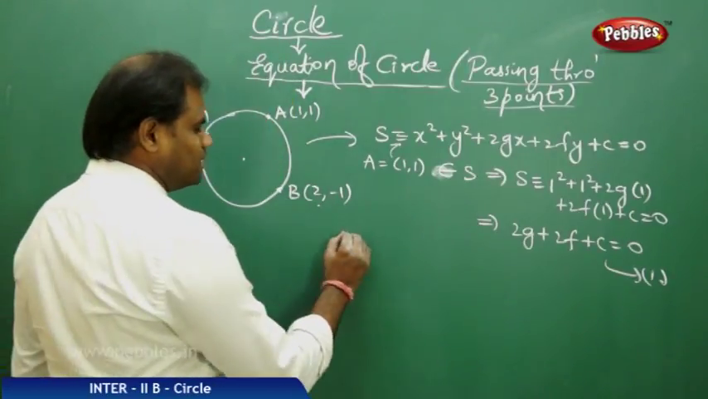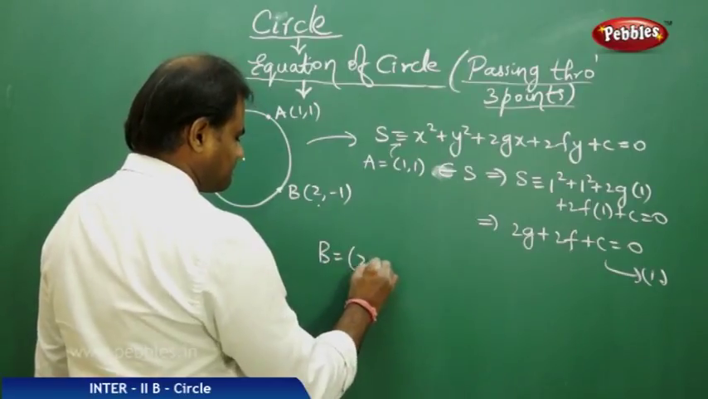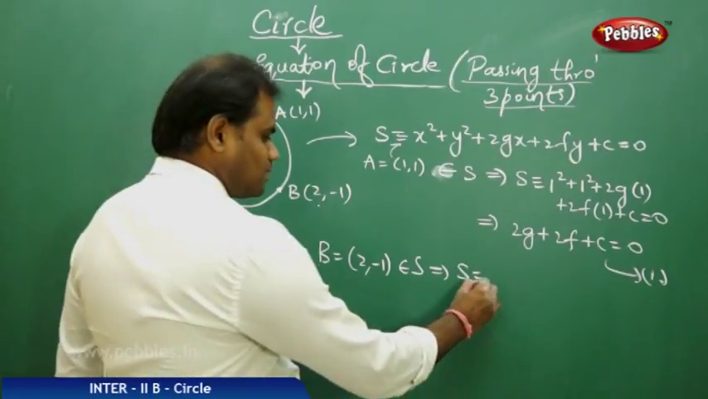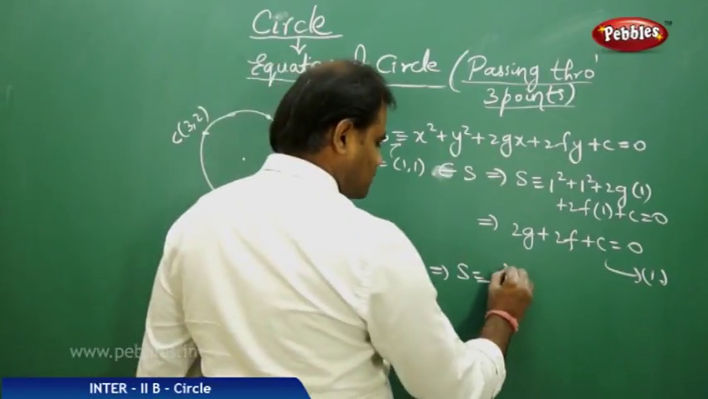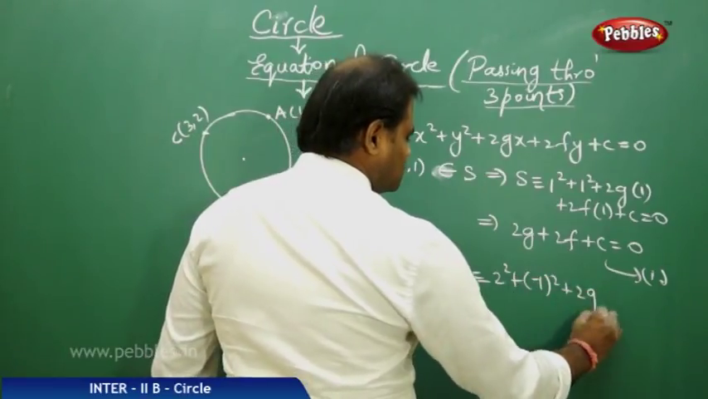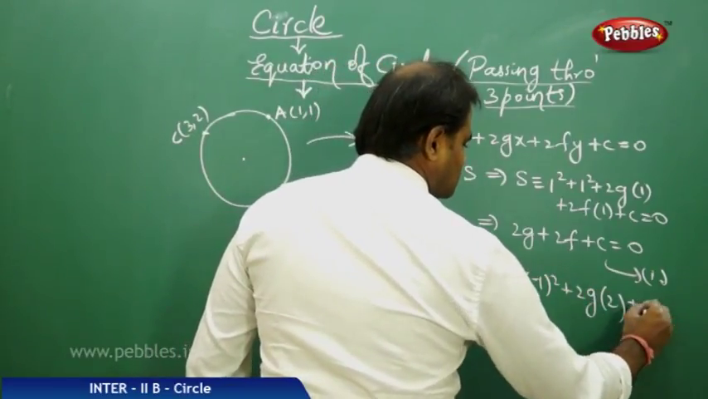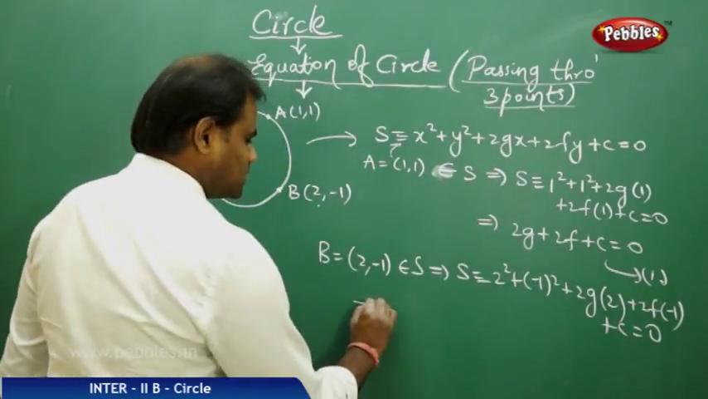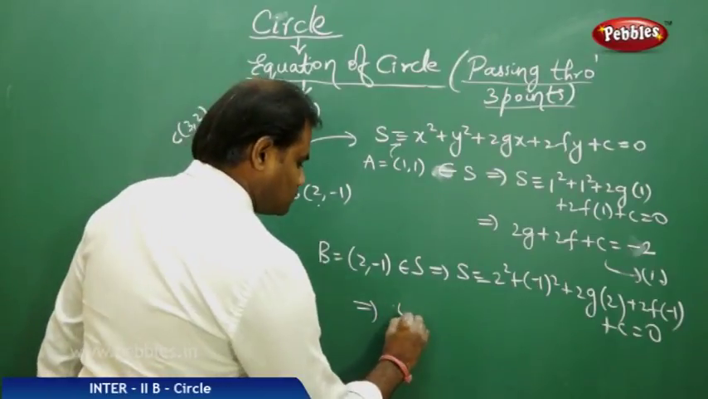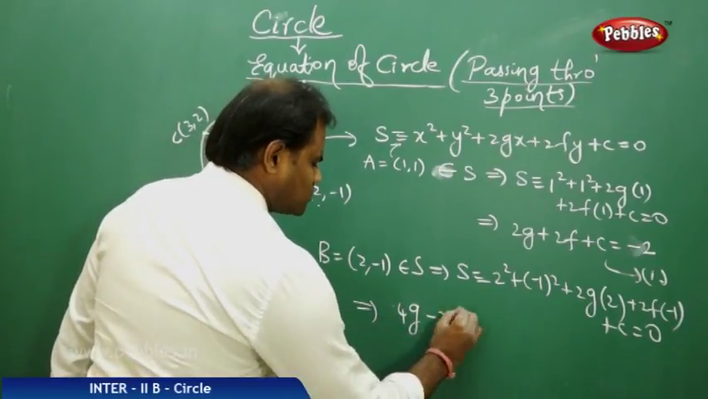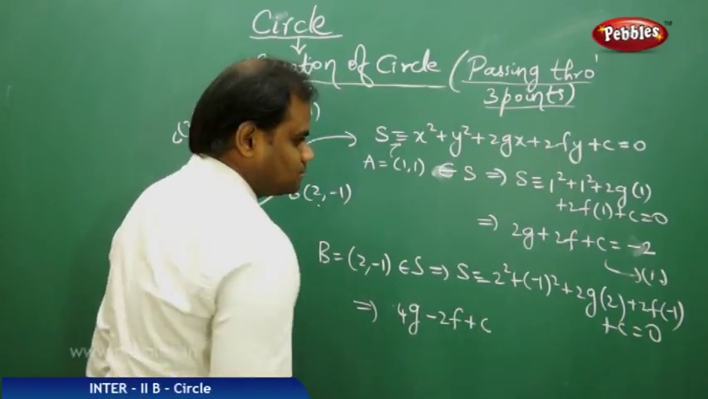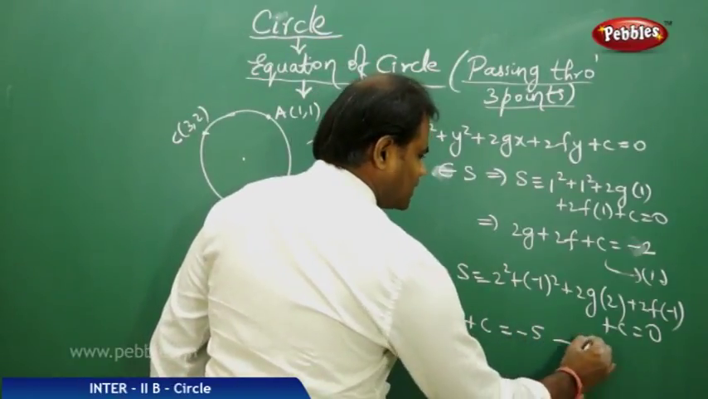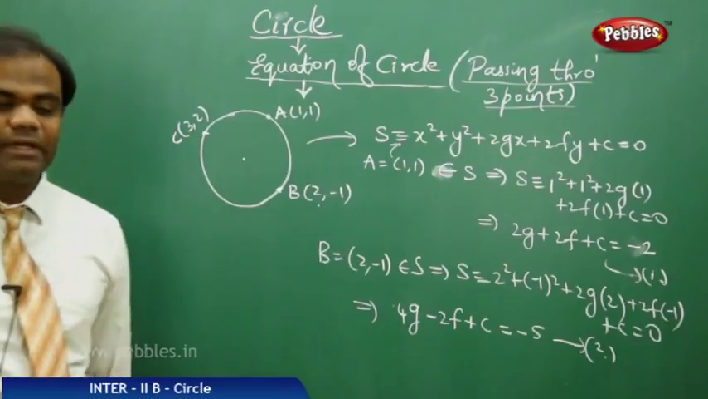Similarly, my point B belongs to S, which implies I get x squared, which is 2 squared, plus y squared plus 2gx plus 2fy plus c equal to 0. Thus, on simplification it gives 4g minus 2f plus c equals minus 4 minus 1, which is minus 5, as equation 2.